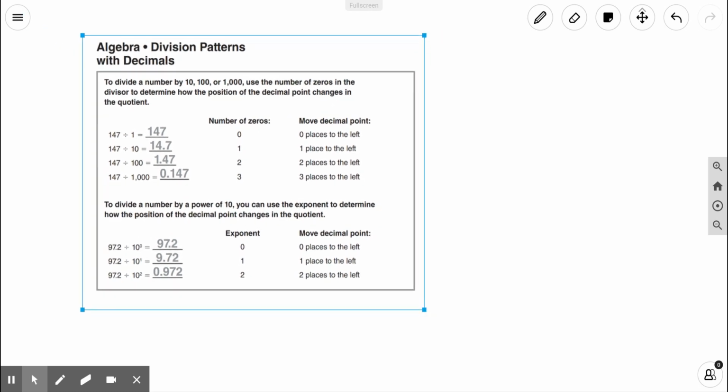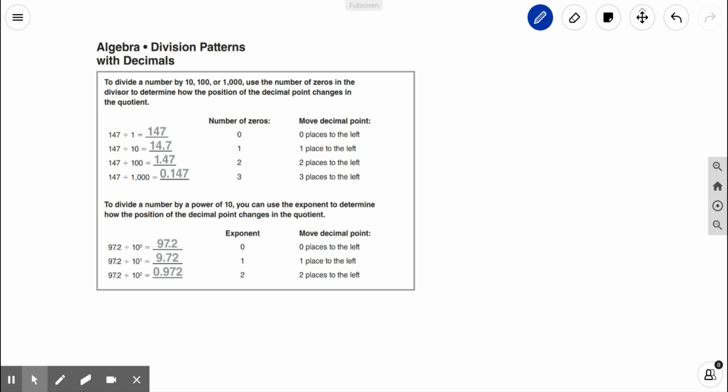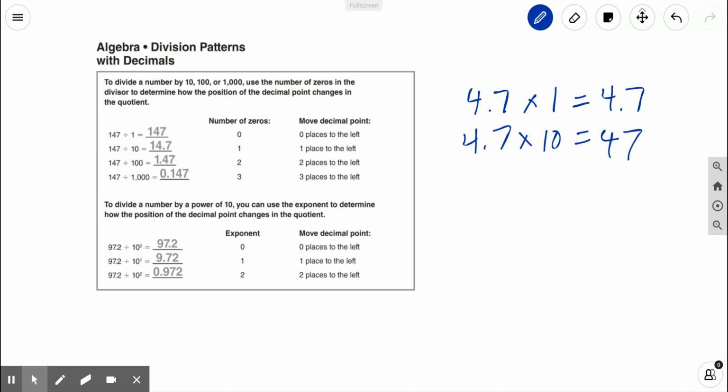All right, so when we're looking at patterns in decimals, if you remember back to when we were multiplying, if you did 4 7/10 times 1, it stayed 4 7/10. Well, 4 7/10 times 10 became 47. And then 4 7/10 times 100 became 470. The decimal continued to move to the right. Well, as we're doing division here, I want you to pay attention to which way the decimal moves. Hint, hint, it's the opposite. It's to the left. Okay?